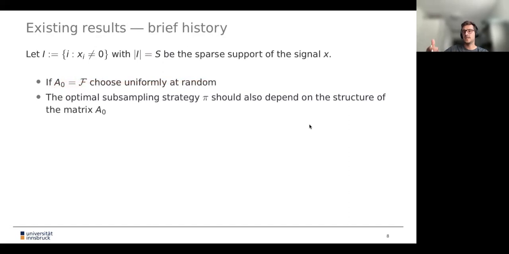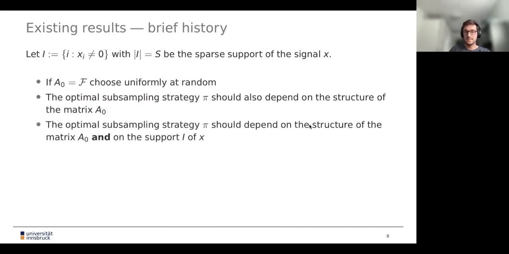So this is why compressed sensing theory evolved. And I'm paraphrasing here, but the next results historically said something like, well, the optimal subsampling strategy pi, so the probabilities with which we pick each measurement from our set of measurements, should depend on the structure of the matrix A_0. So the structure of our measurement matrix should play a role in which measurements we take. This was still not able to bridge the gap between what we observe in practice. In practice, all of this subsampling works very well, but the theory was lagging behind the practice.